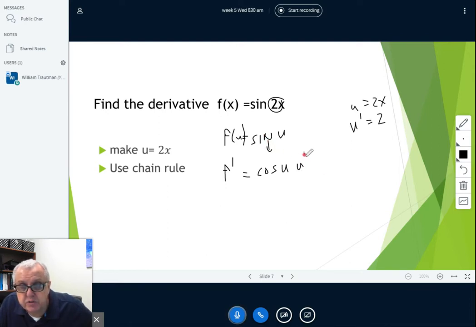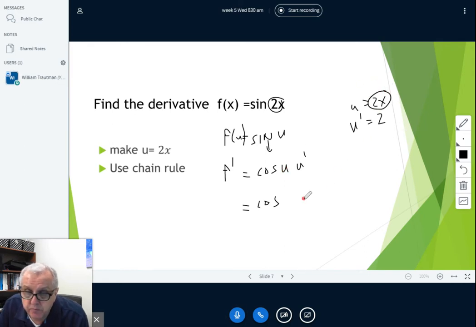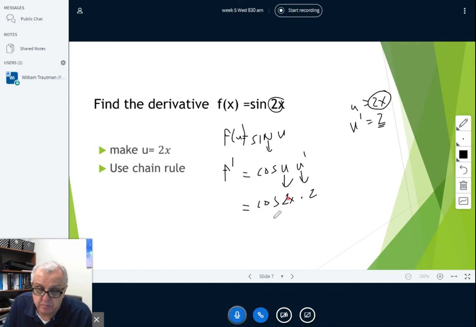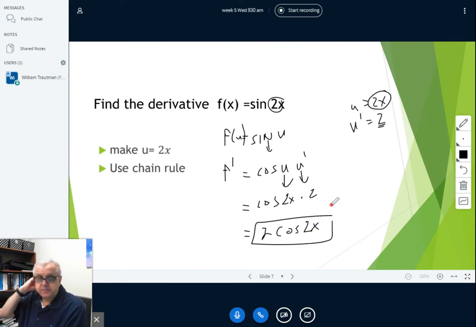And don't forget, we have to do u prime. So the last step for this is always plug in the x's back. Cosine, well, here's u. U is 2x. And then times the derivative of u, which is 2. And normally you don't leave that 2 out in the back like that. You bring it to the front. So there's what our answer would look like.